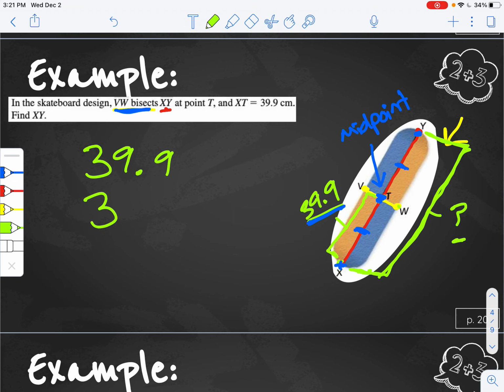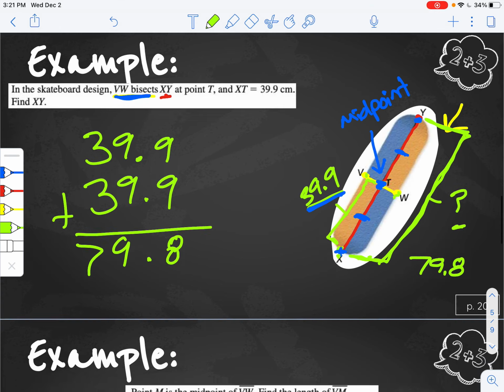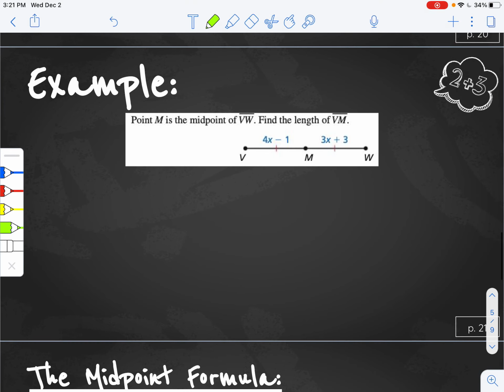So to find our answer, 39.9 is the first half that we have. 39.9 is the second half. If we add them together, then we will get 79.8. So we can find the whole thing equals 79.8. This is very similar to how we use the segment addition postulate, except this time we have more lines, like we have the line VW bisecting XY instead of just saying, hey, this is the midpoint, go find what the other half is. It's a little bit different.